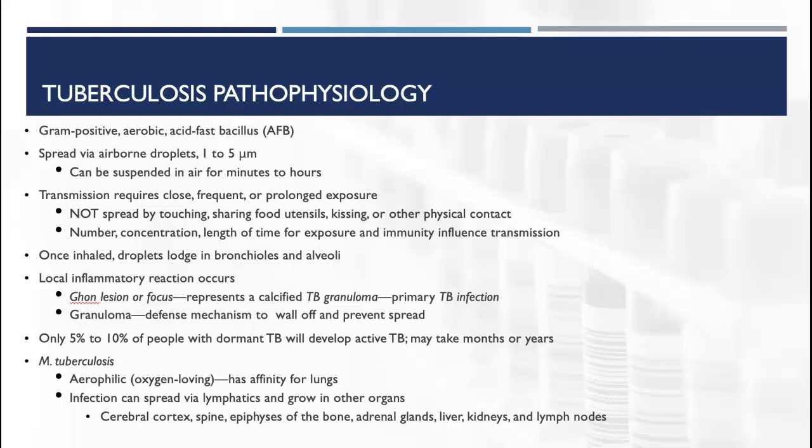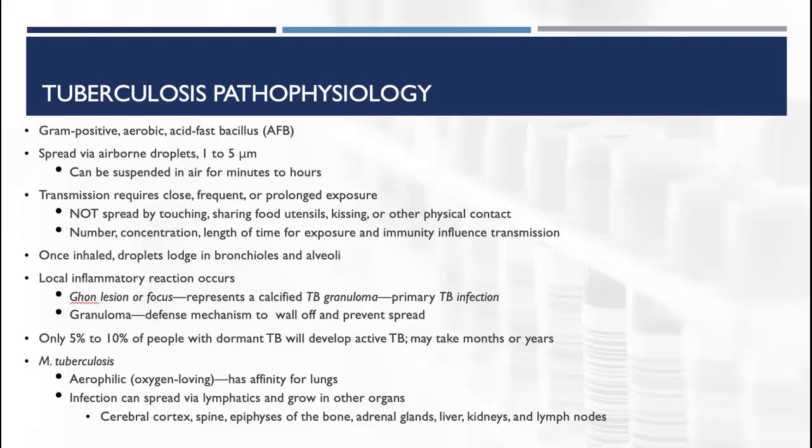Once it is inhaled, droplets lodge into the bronchioles and the alveoli. Local inflammatory reactions occur, so a Ghon lesion or focus represents a calcified TB granuloma, and that indicates primary TB infection. Now, granuloma is a defense mechanism to wall off and prevent spread. So sometimes somebody will have this granuloma that keeps them from having active TB. So only 5 to 10% of people with dormant TB will develop active TB, and that may take months or years.